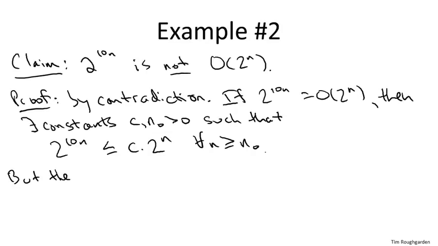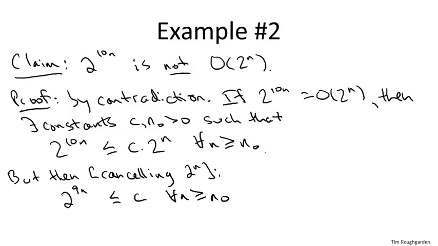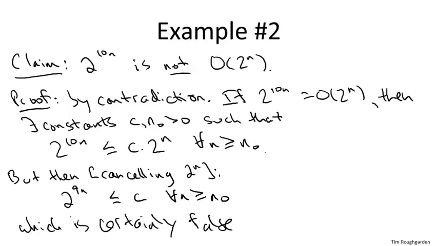If we divide both sides by 2 to the n, which is a positive number since n is positive, what we find as a logical consequence of our assumption is that 2 raised to the 9n is bounded above by some fixed constant c for all n at least n naught. But this inequality is certainly false. The right-hand side is some fixed constant independent of n. The left-hand side is going to infinity as n grows large, so there's no way that this inequality holds for arbitrarily large n. So that concludes the proof by contradiction.